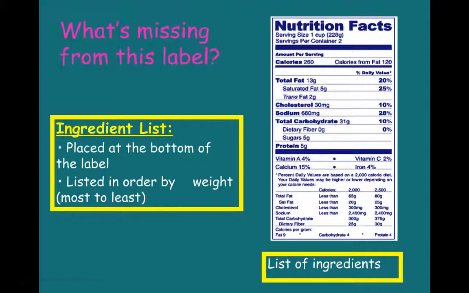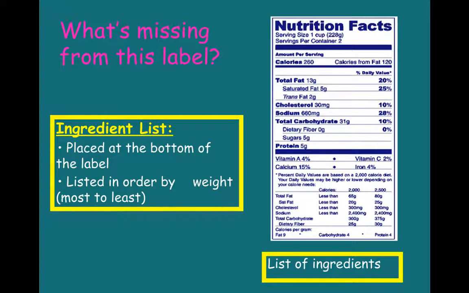The only thing that's missing from this label that we're showing you is the list of ingredients, which should be right below the calories per gram section. Right where this yellow box is that says list of ingredients, it should have the actual list of ingredients. And it's usually placed at the bottom of the label because they don't want it to be the first thing that people look at.